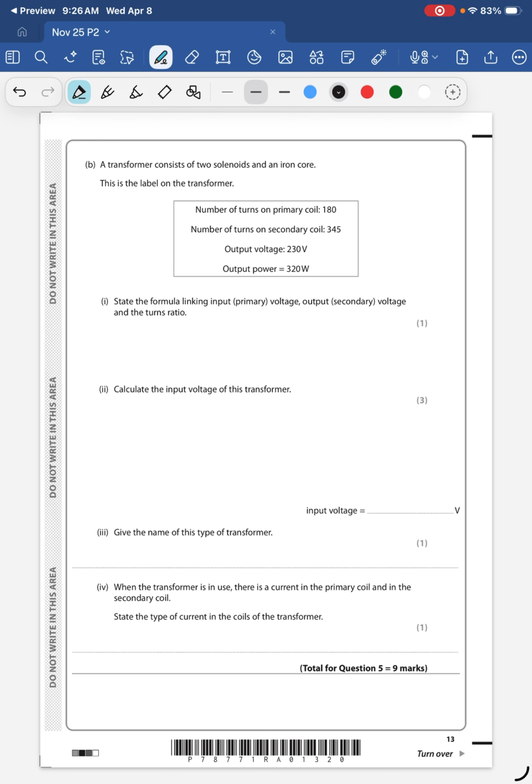State the formula linking input voltage, output voltage, and the turns ratio. So, this is the voltage in the primary coil over the voltage in the secondary coil is simply the number of turns in the primary coil over the number of turns in the secondary coil.